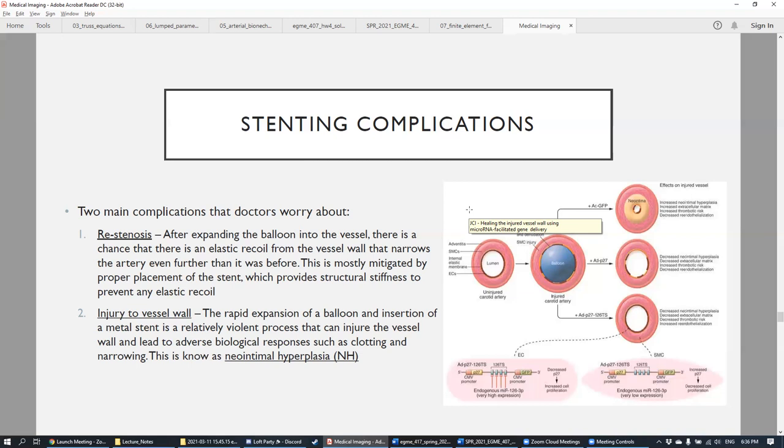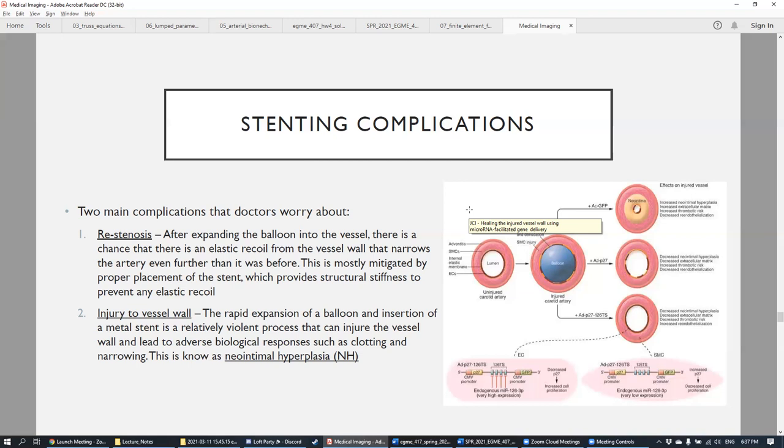And so that's obviously a bad thing too, because you don't want to expand a blood vessel just for it to clot soon later. This danger of a clot forming after you deploy a stent is called neo-intimal hyperplasia, or NH.